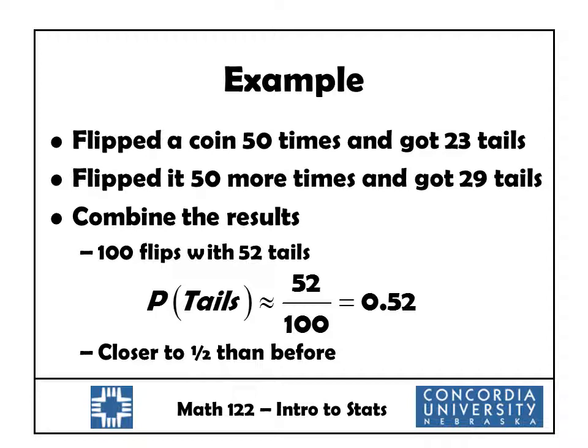So combining the result, the probability of a tail would be 52 divided by 100, which as a decimal is 0.52. Now notice that that's closer to 1/2 than in either one of those two instances before. So again, with more flips, meaning more trials, we get a better estimate of our probability. That's what the law of large numbers says.